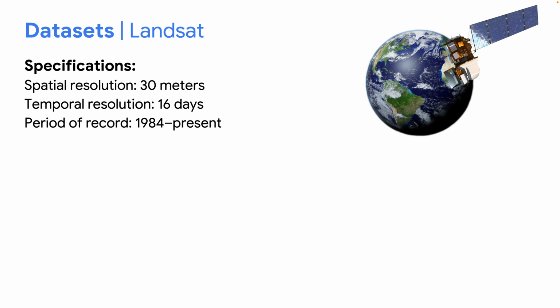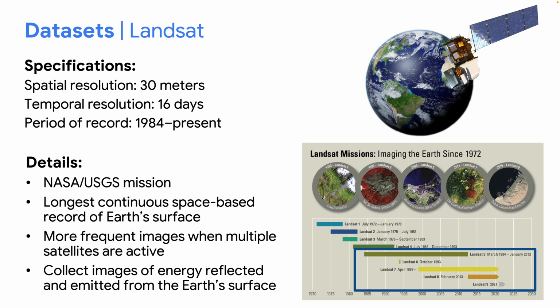It collects data at a 30-meter resolution, meaning that each pixel in its images is about the size of the infield of a baseball diamond. It is the longest running Earth observation satellite, and so is incredibly useful for rangeland monitoring.